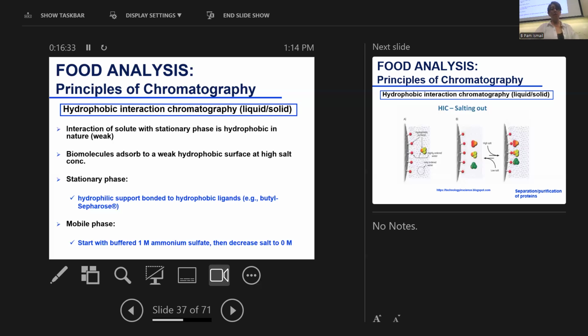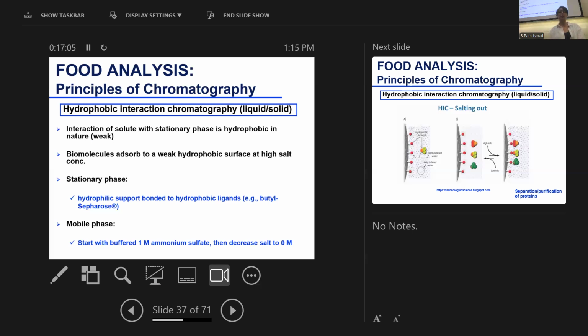HIC then, so here, instead of hydrophilic interactions, you have hydrophobic interactions. And this is a form of adsorption chromatography. Now, this is not partition. So your stationary phase is solid, and you have weak interaction with the stationary phase. And what we use is a mobile phase that is high in salt. And this is mostly a chromatography for proteins.